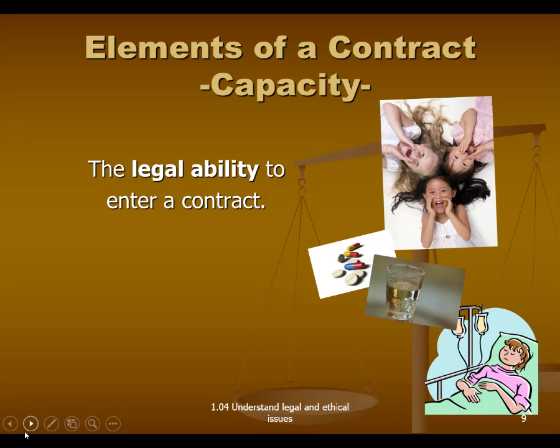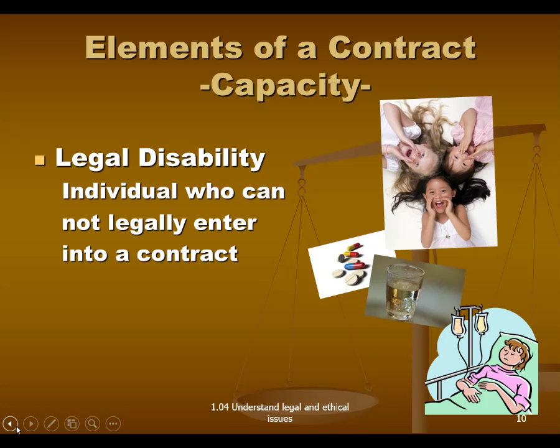So maybe I am 18, or maybe I'm 25 or 30, but I have a mental disorder. I may not be able to go into a contract because I may not understand what I'm doing. So you have to legally have the ability to go into a contract. That means you have to be old enough and not under the influence and have the mental capacity to do that. Legal disability. Legal disability is an individual who can no longer or cannot legally enter into a contract.